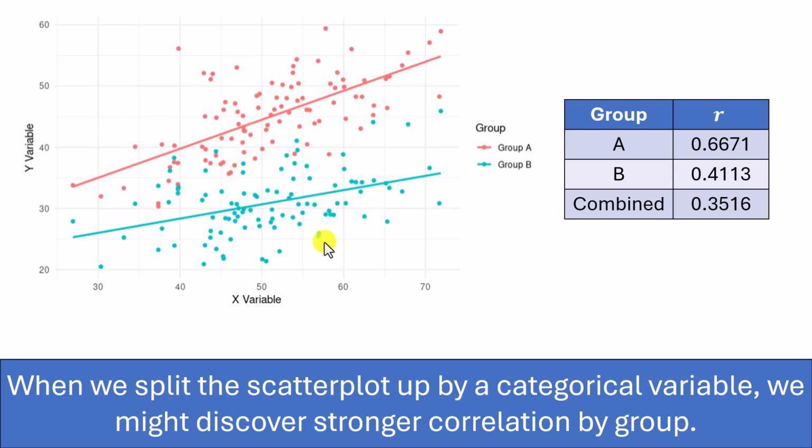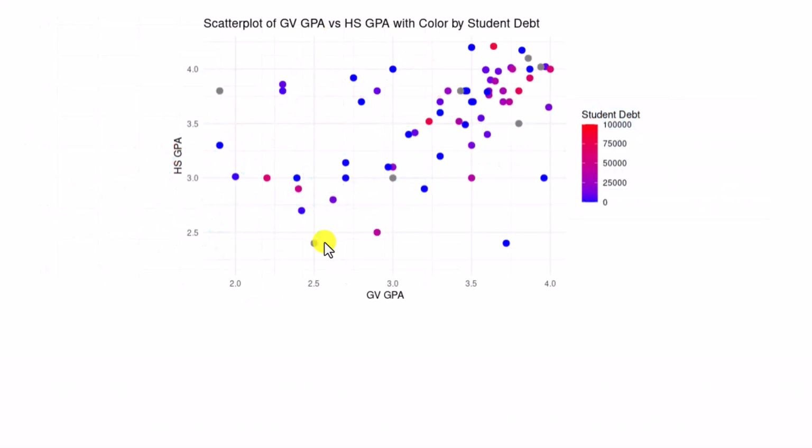Okay, so that's splitting up the scatterplot based on a categorical variable, but now you can also do the colors based on a quantitative variable. So you'll sometimes see a color scale to represent a third variable. This is actually data that I have collected from students in my class. This is the Grand Valley GPA on the horizontal axis, and then the same student's high school GPA on the vertical axis. And just out of interest, I decided to put the student debt as the color of the dots here. So the students who had lower student debt, closer to 0, are more the blue colors, and then the redder the color is, the higher the student debt.